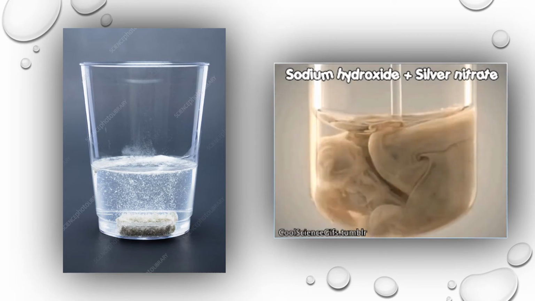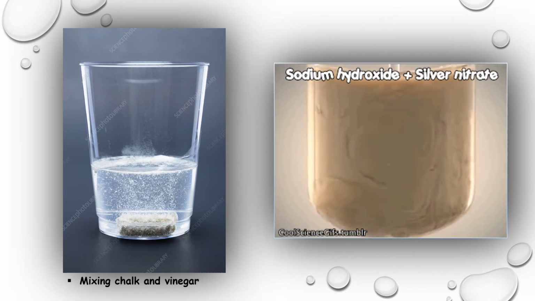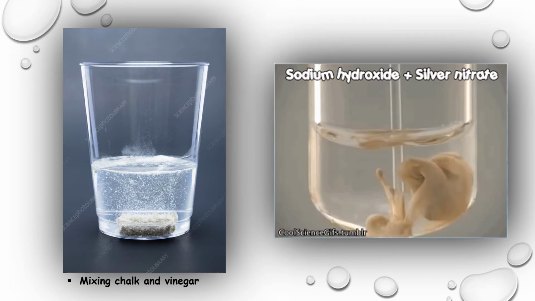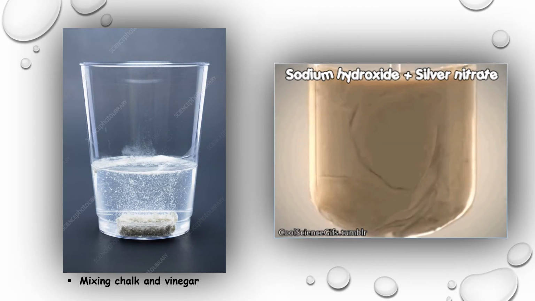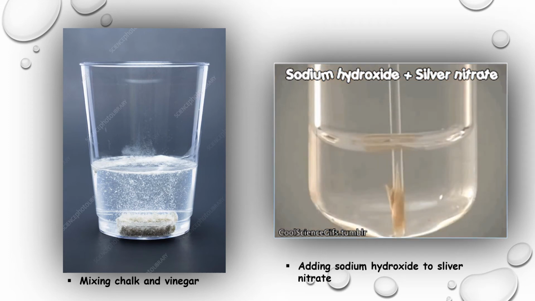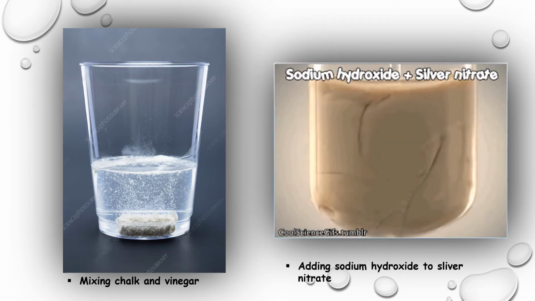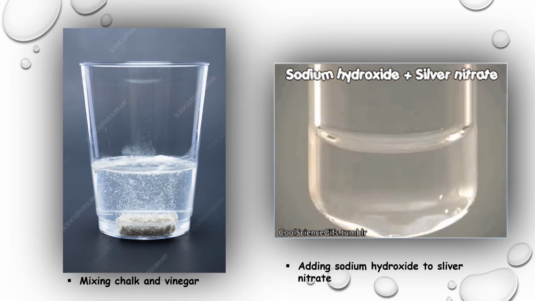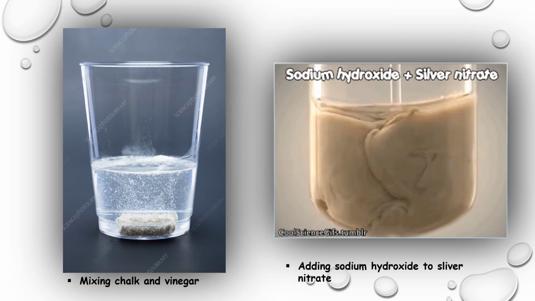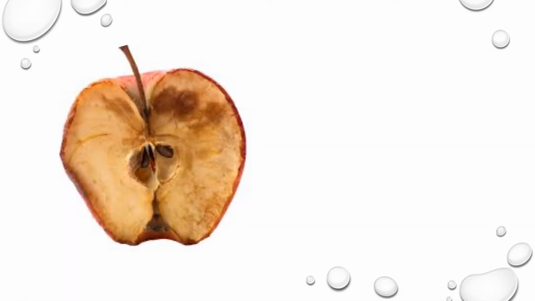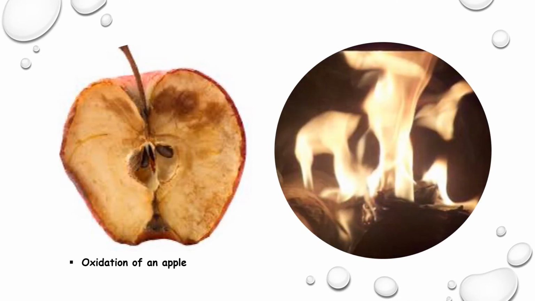Examples here are mixing chalk and vinegar. Mixing the chalk and vinegar will release CO2 gas, which is a new substance formed. The second example is adding sodium hydroxide to silver nitrate. When adding sodium hydroxide to silver nitrate, it forms a precipitate, which is a new substance also. Another example of chemical change is oxidation of an apple. That will form a new brown layer, which is a new substance. The last example is burning of wood. In this case, the wood will not remain wood since it will form ashes.